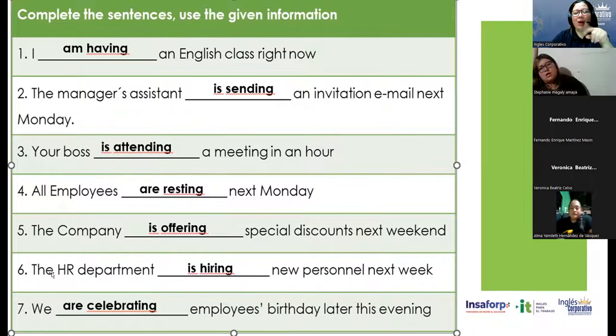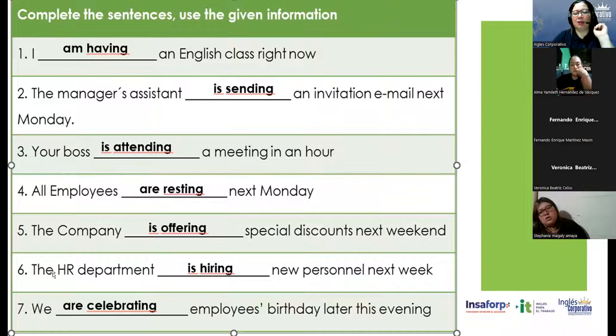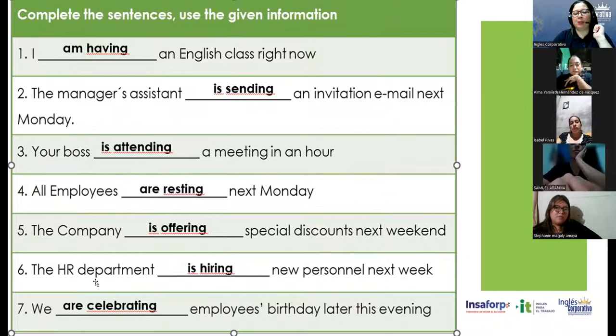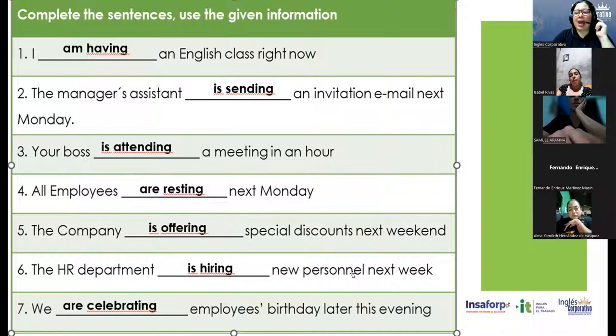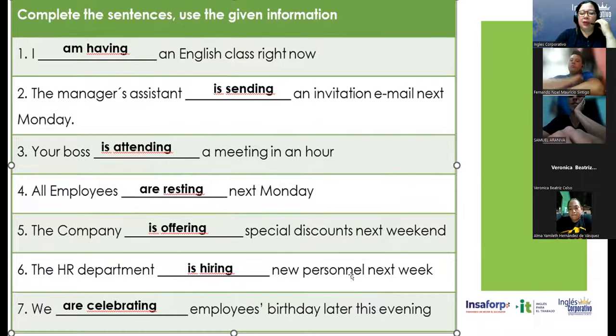And it starts with a vowel sound, HR, okay? HR, all right? ¿Cómo sería acá, everybody? Department. Okay, aquí es personnel, okay? Personal es algo que es de la persona, algo inherente a una persona, ¿verdad? Por ejemplo, personal information, your personal stuff. Pero este es personal de una empresa. Suena diferente. Personnel. ¿Ok? ¿Vamos todos? Personnel. Next week.